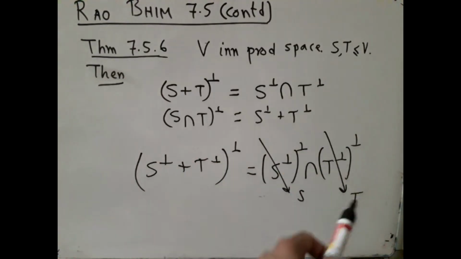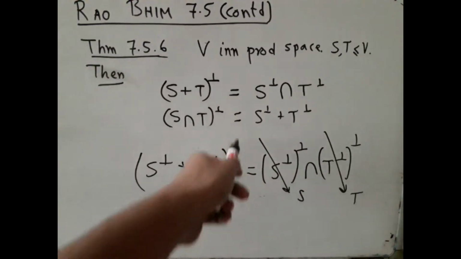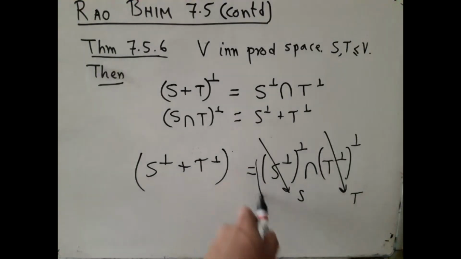Now I take perp of both sides. As a result, I am left with this, because orthogonal cancels off, and I am left with S intersection T whole orthogonal. And that is the second equality.